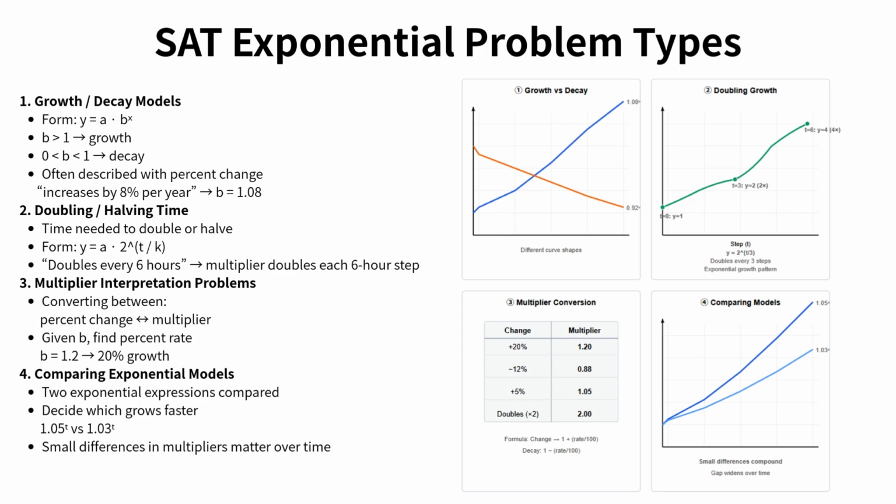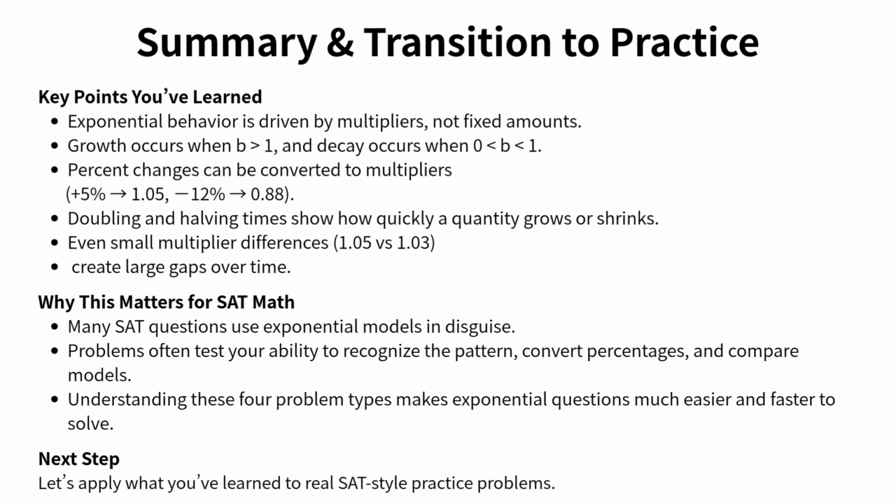The fourth category compares 2 exponential expressions. Even a small difference, such as 1.05 versus 1.03, creates steadily widening gaps over time. These questions ask which expression grows faster and how the difference evolves. Understanding these 4 patterns will help you quickly recognize what a problem is asking and choose the right exponential model to apply. Now let's take a moment to summarize what you've learned so far.